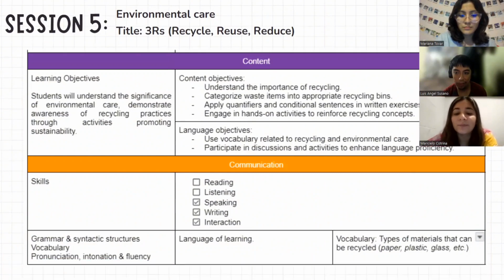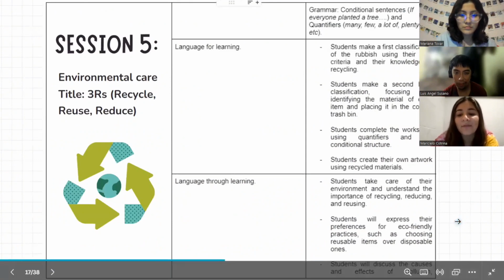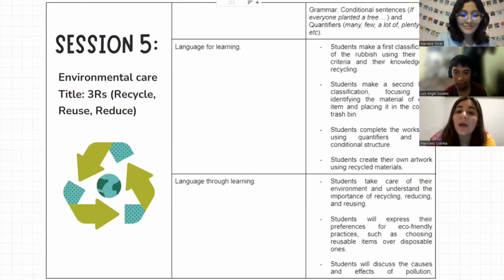And in the case of vocabulary, they are going to see the types of materials that we can recycle, in the case of paper, plastics, etc. Then we have the part of the grammar. In the case of grammar, we are going to talk about conditional sentences. If everyone planted a tree, what would be the condition, right? And quantifiers, in the case of many, few, a lot, plenty of. An example could be: we saw many bottles in the street. Another example could be: we saw plenty of trash in the school, maybe.